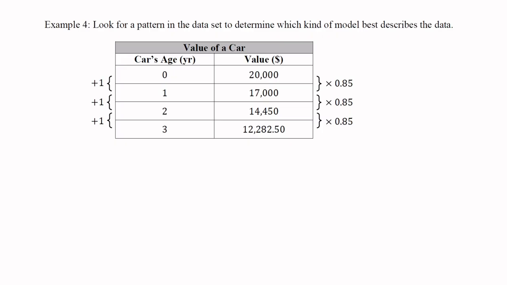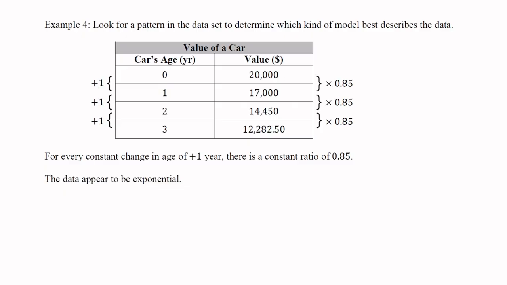Now, how do we determine that that is our constant ratio? Well, you can take 17,000 and divide it by 20,000 to get 0.85. That's what your calculator would give you. Then take 14,450 and divide it by 17,000 to also give you 0.85. And then take 12,282.50 and divide it by 14,450, and you will again get 0.85. So we do have a constant ratio, which means that the data appears to be exponential.